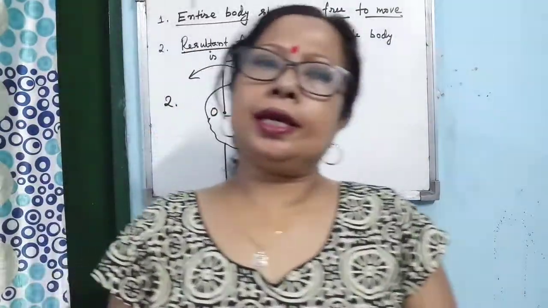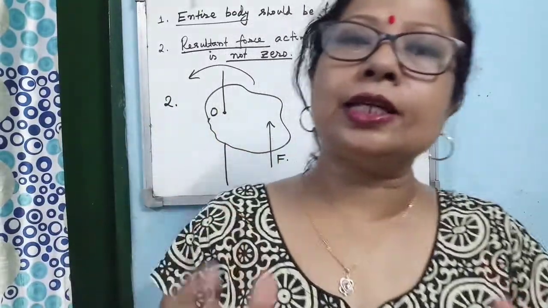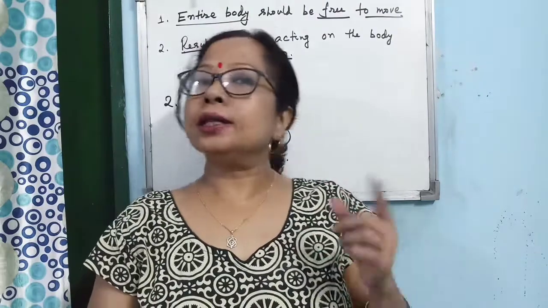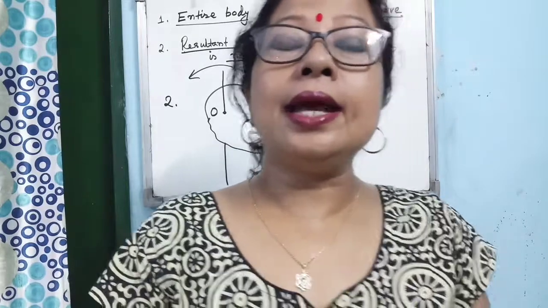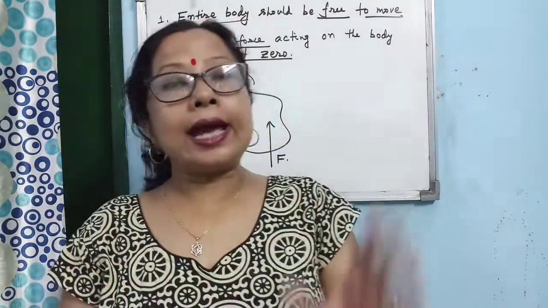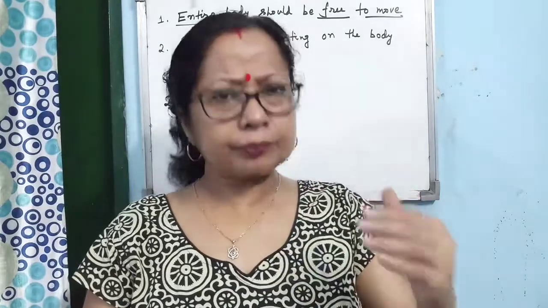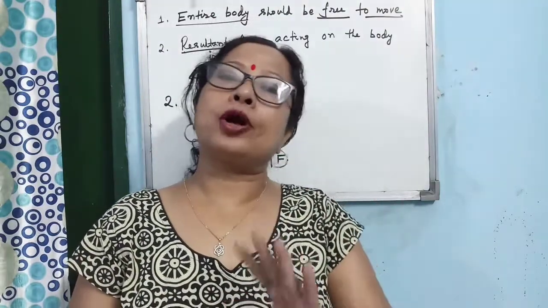Clear? So whenever rotational motion is created by the application of a force, the first condition is that one point or one line on the body should be fixed. Then only the body will undergo rotational motion. Is that clear? The second condition: the resultant moment of force should not be zero. Because if the resultant moment of force is zero, then although you are applying the force, the body may not rotate. I will discuss that later in detail.